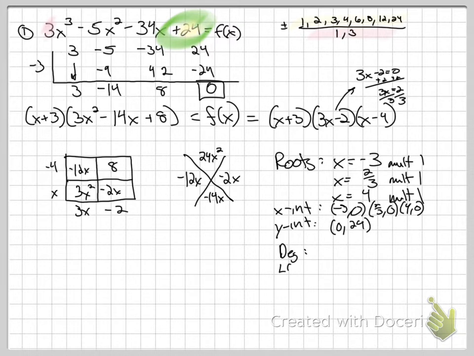Degree, leading coefficient, and behavior. Degree, it was exponent of 3. Leading coefficient, the number in the front is 3. And behavior, that's odd positive. Odd positives look like this. I believe that is all they asked for. So if it's taking you too long to plug numbers into the equation, just jump right into synthetic division, and you know you found a root when you get a remainder of 0.